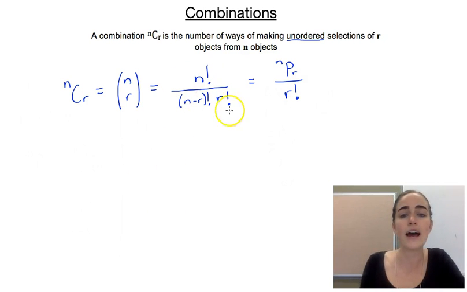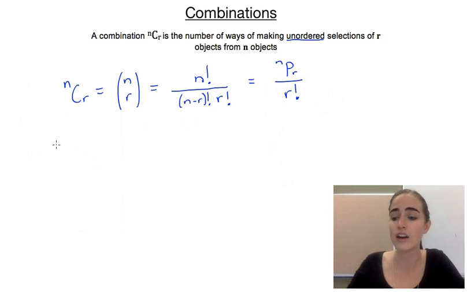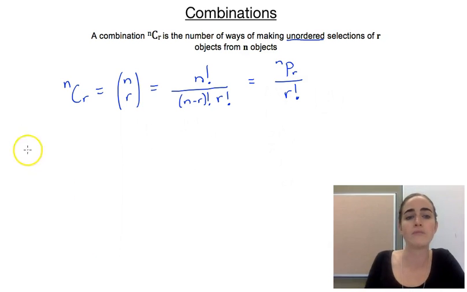Now you can work it out like this using your factorial button, but there is a combinations button on your calculator as well. On a Casio calculator, it's just above the division key, and on a Sharp, it's above the number 5. All right, so let's have a look at a problem.